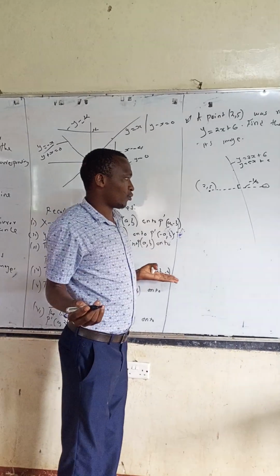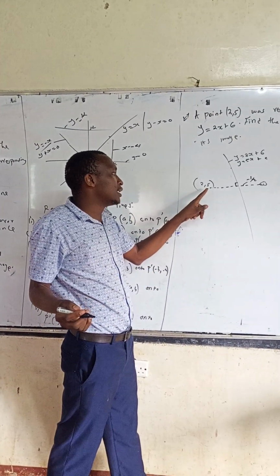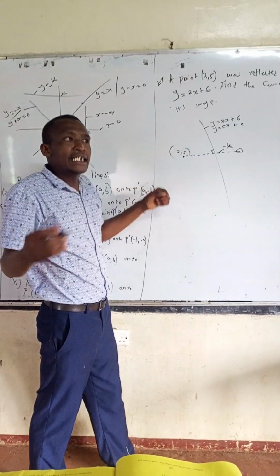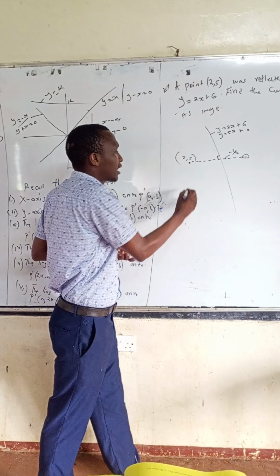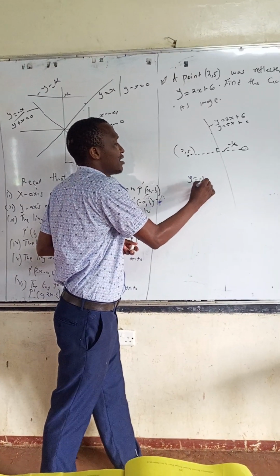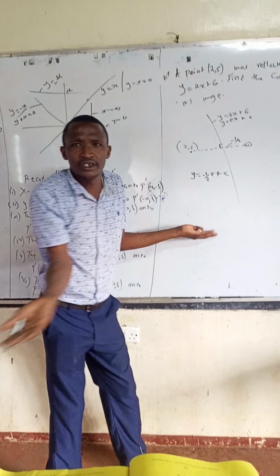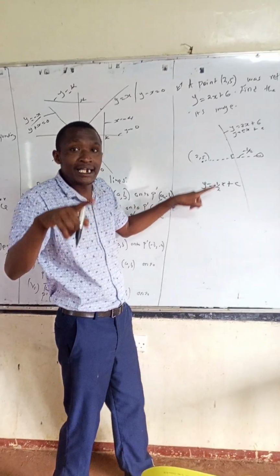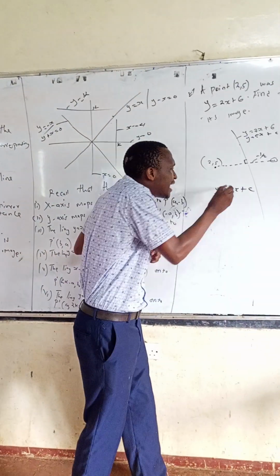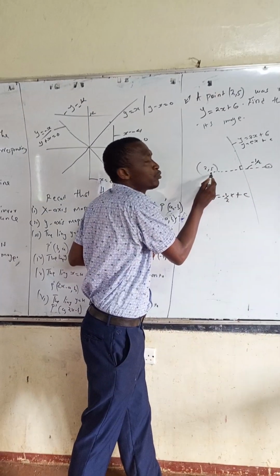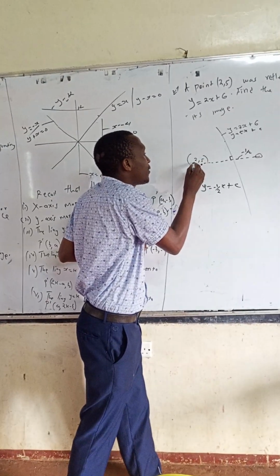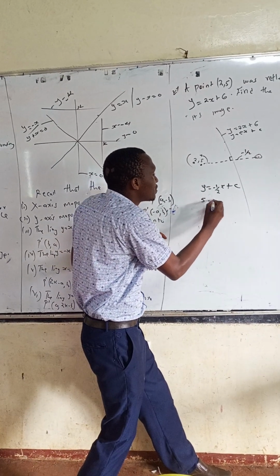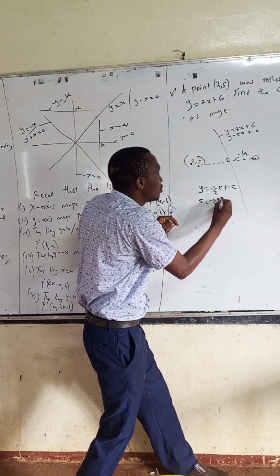So in this case, if the gradient of this line joining the object point and the image point is negative half, then in gradient-intercept form, its equation will be y equals negative half x plus c, where we don't know what c is. Since this line passes through the point (2, 5), where 2 is x and 5 is y, I replace here: y is 5, so 5 equals negative 1 over 2 times 2, plus c.